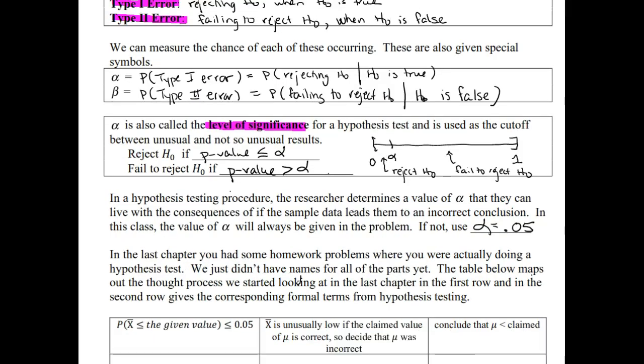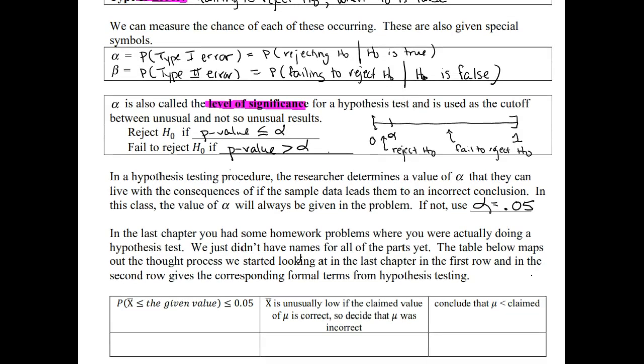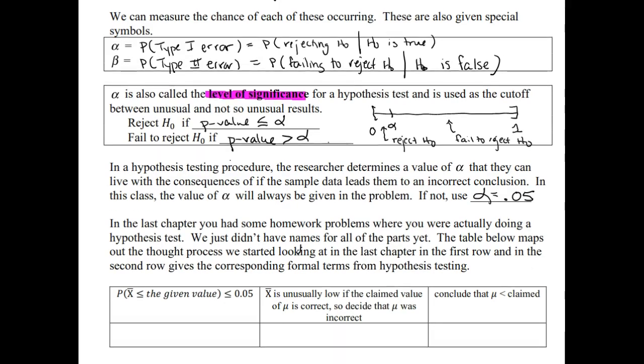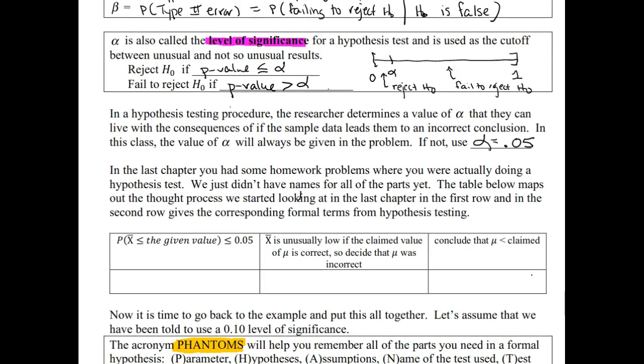So in the last chapter, you had some homework problems where you were actually doing a hypothesis test, or at least some pieces of it. We just didn't have names for all of the parts yet. Okay, so the table below maps out the thought process we started looking at in the last chapter in the first row, and in the second row it's going to give us the corresponding formal terms from hypothesis testing that we see in this particular chapter. Okay. So in the last section, we would compute something like the probability, like we'd be asked if some value of x bar was unusually low, and so we would compute the probability of getting an x bar less than or equal to that given value, and then we would see if it came out to be less than or equal to 0.05. Well, this probability piece is a tail probability, so that has been given a name now. That is called a p-value.